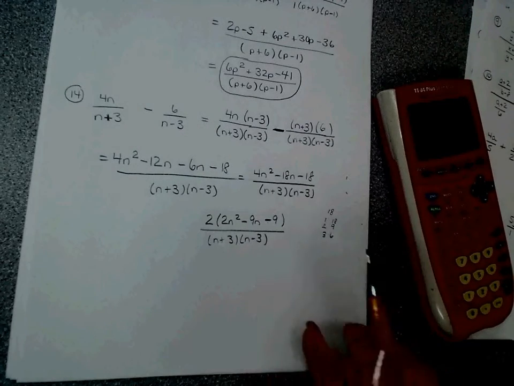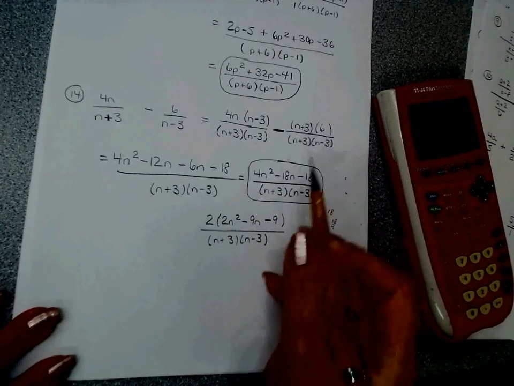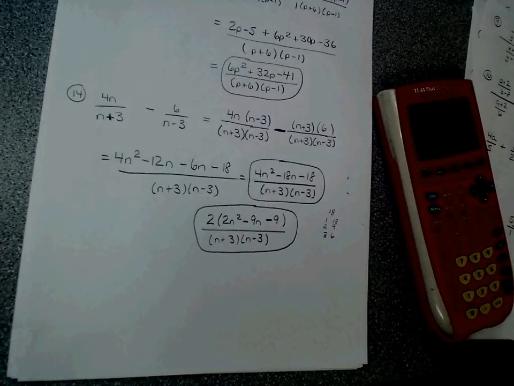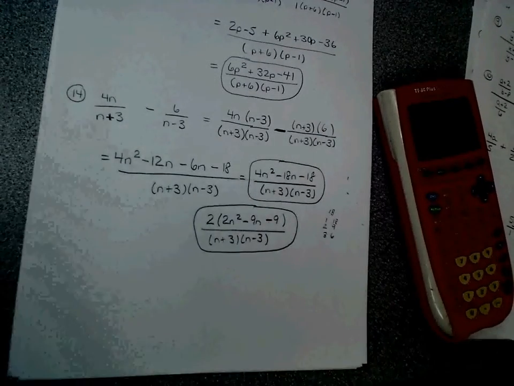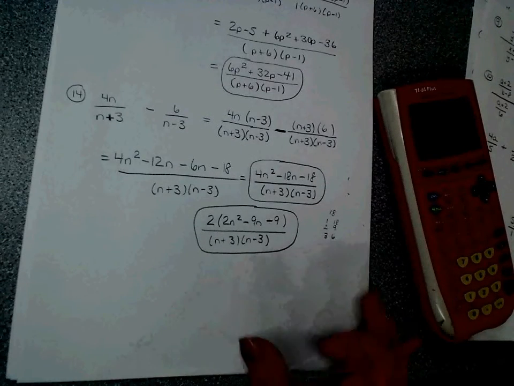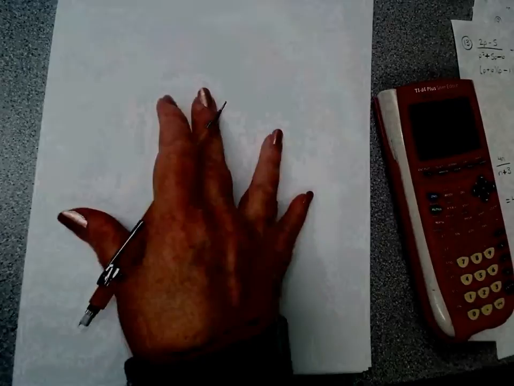So this thing won't factor, so nothing cancels. So I could have left my answer here, or I could leave my answer here. I will accept either one. Okay? Because 2n squared minus 9n minus 9 will not factor anymore. Okay? All right. Problem 15.